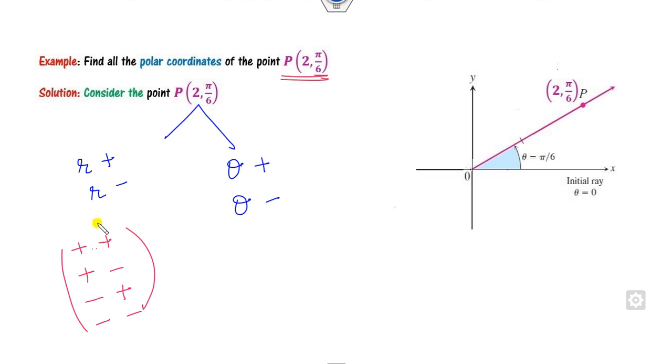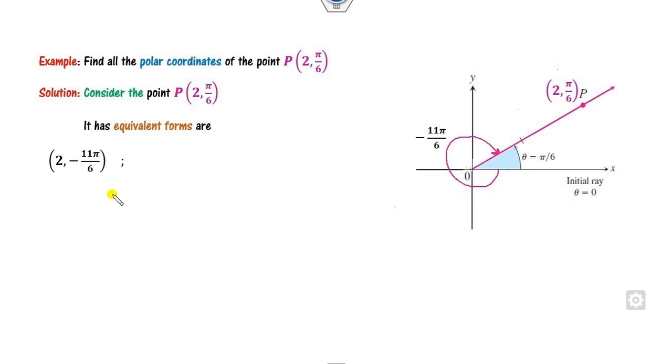The first coordinate is given here when r is positive. Always find the first coordinate when r is positive, angle is negative. So how do you make the angle negative? You move in the clockwise direction. So what is the angle of this? Can you find the angle of this? You can subtract from that 2 pi. So what is the angle of this? 11 pi by 6. So this coordinate is 2 comma minus pi by 6.